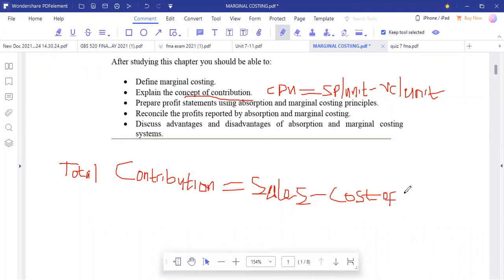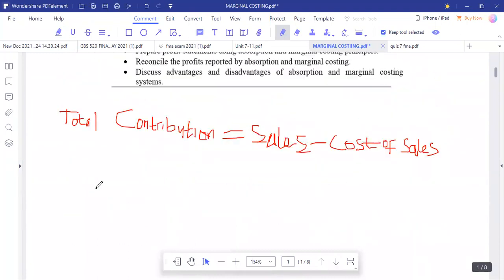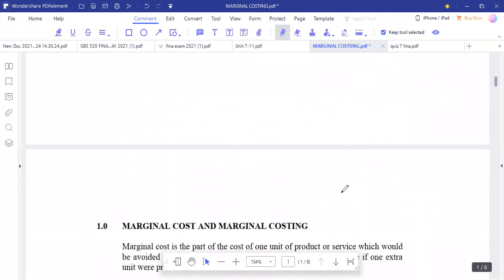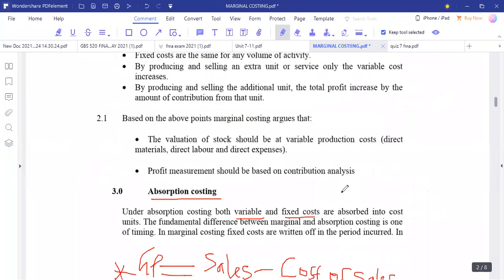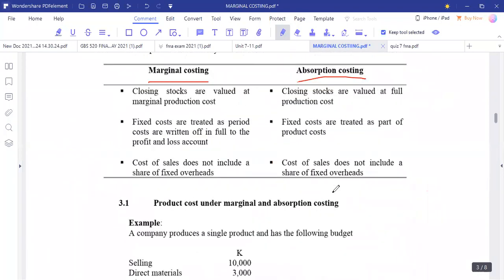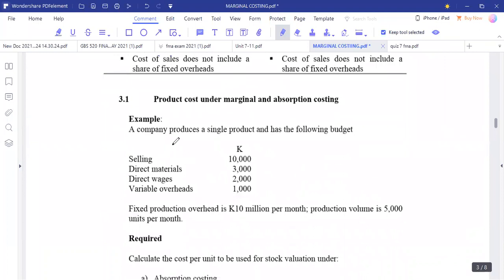This is the cardinal point as we look at a detailed, comprehensive example, an exam question type. When we look at that one, you'll be able to understand the difference between contributions in marginal costing and gross profit in absorption costing. Absorption costing looks at the full product cost. So we can have a simple example here: product cost under marginal and absorption costing. Let's look at this one.